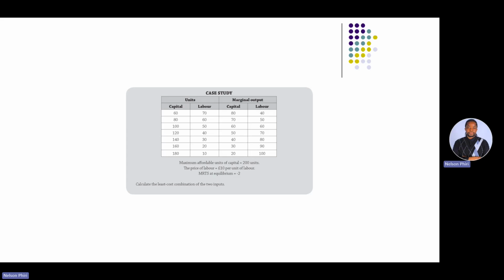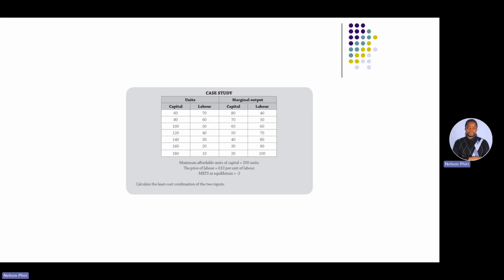Then we have another case study here. We have a case study where we have your units of labor, units of capital. You are given that the maximum affordable units of capital is 200. Then the price of labor is 10. And you're given that the MRTS is -2. So we know from the preceding section that the MRTS is -2 because it is a negative slope.